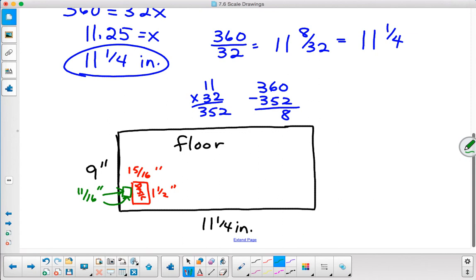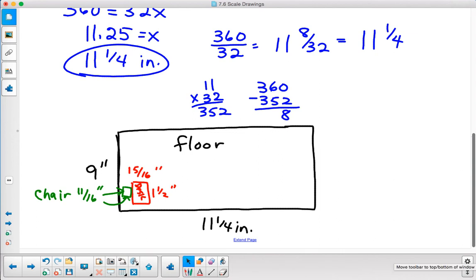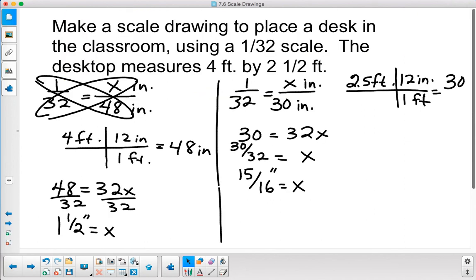So you have a floor, a desk, and a chair. Right, chair inside there, I guess. I don't have much room. But label so that I know what's going on. Okay.